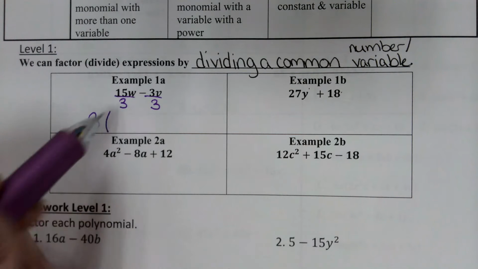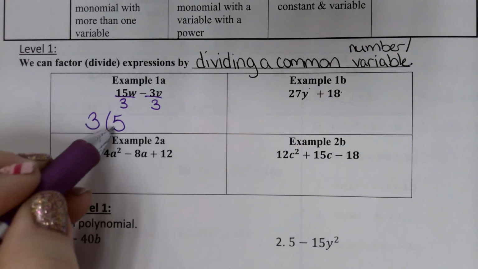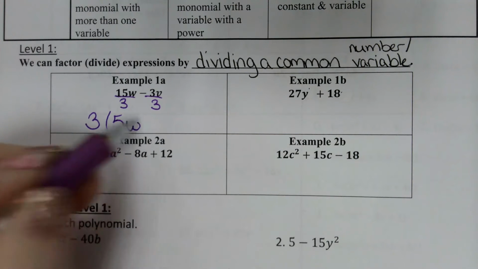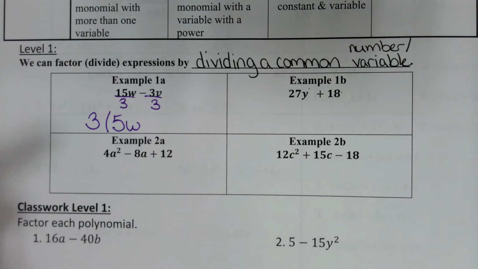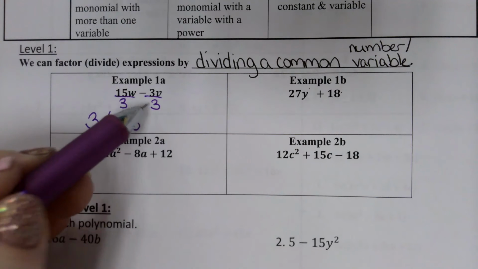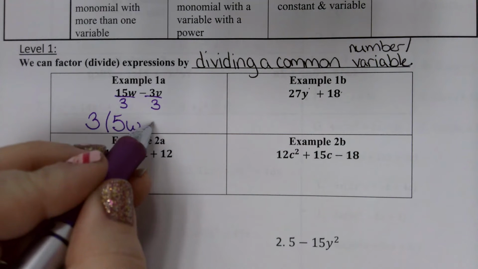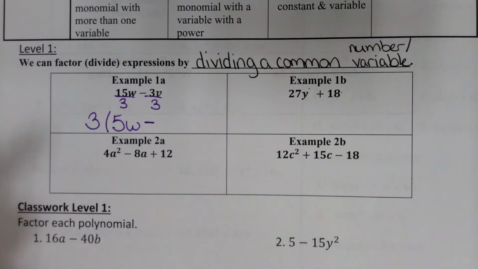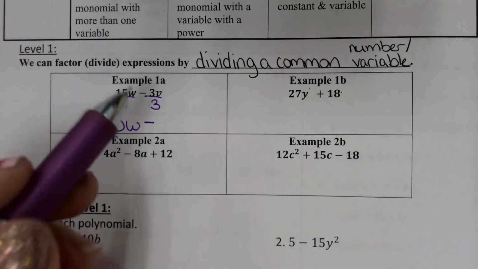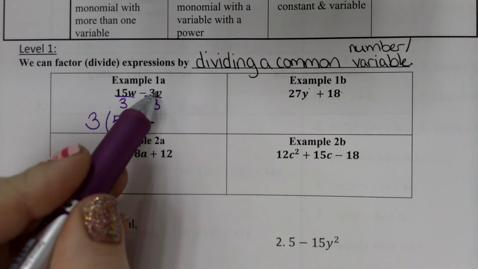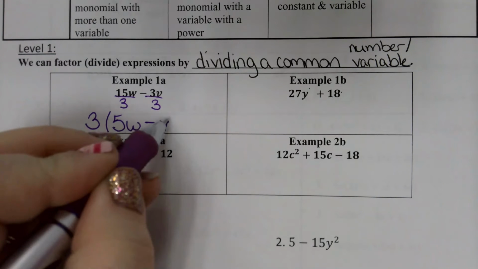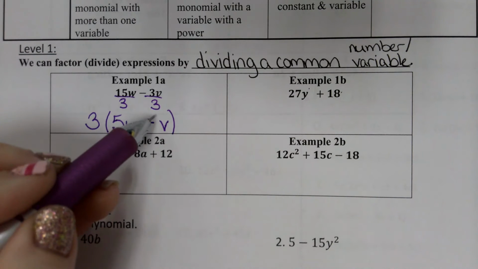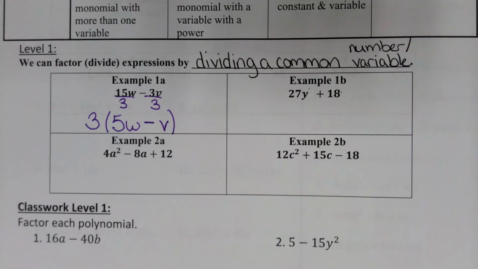So 15 divided by 3 is 5, and that W did not change, so it's going to stay as W. Then we have negative 3 divided by 3. That's negative 1. And I'm going to hold off putting the 1 there. We only need to write the 1 if everything else in that term ends up going away. But since I still have a V here, I don't need to write the 1 because we know that there's an implied 1 in front of the V.